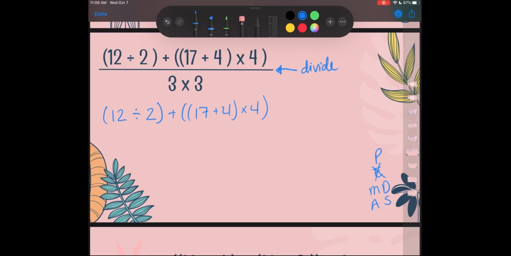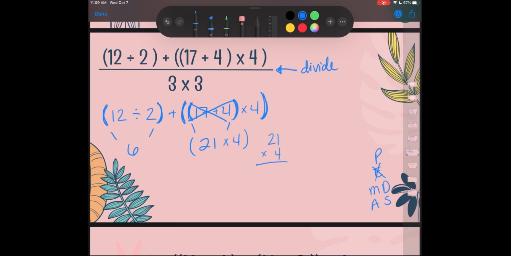All right. So I've got to look at my parentheses first. I've got a couple sets of parentheses. I've got 12 divided by 2, and then I've also got these. So my whole problem is basically parentheses, but inside my second set of parentheses, I've got more parentheses. So I've got to do those first. 12 divided by 2 is 6, right? Inside my 17 plus 4 parentheses, 17 plus 4 is 21. So now these outermost parentheses, that goes away, and I have 21 times 4. Let's figure out what that is.